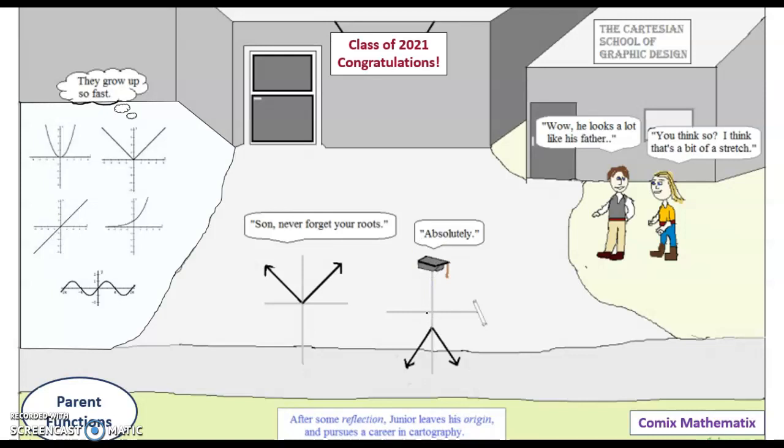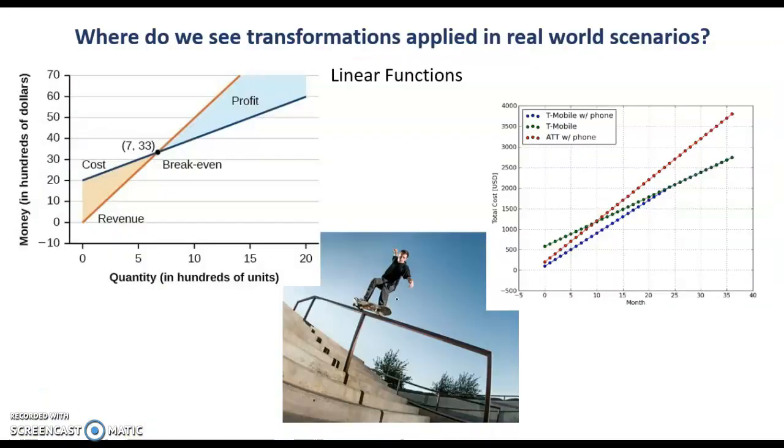The child is reflected over the x-axis. Perhaps there's a bit of a stretch, hard to tell, sometimes with graphs, but certainly a shift down has occurred, so a translation down of however many units, and a reflection over the x-axis. And we'll be talking about that. But first I want to talk about where you'd see these.